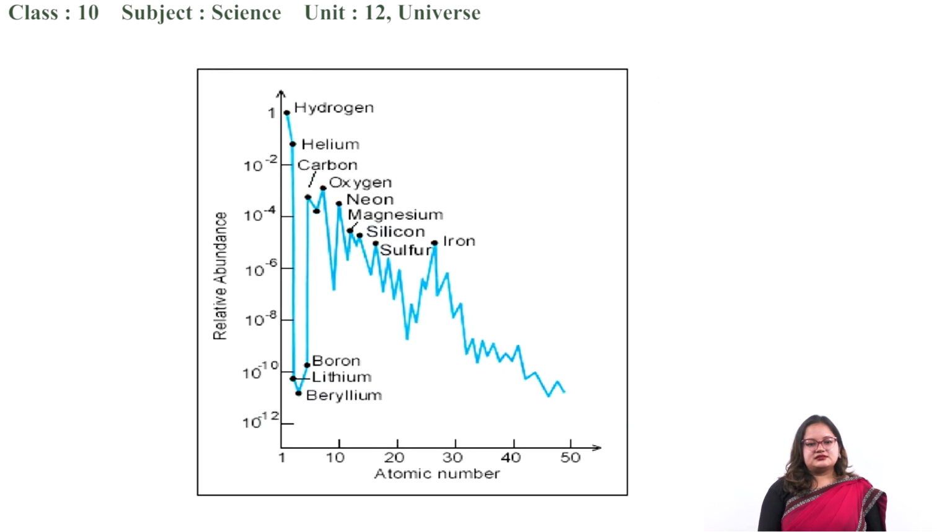Now, if you look at this graph, you will see that on the x-axis there is atomic number, and on the y-axis you can see the relative abundance, where hydrogen and helium are pretty high; their abundance is much higher than the other elements. So, this is another evidence of the Big Bang theory.